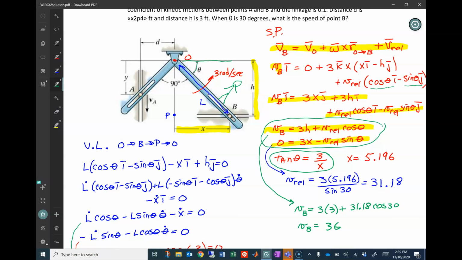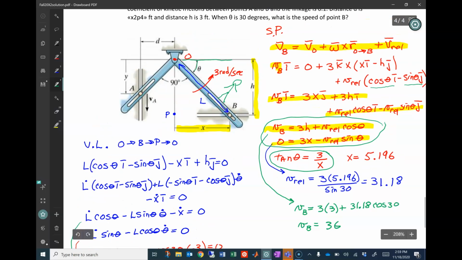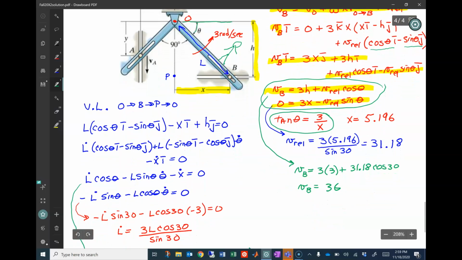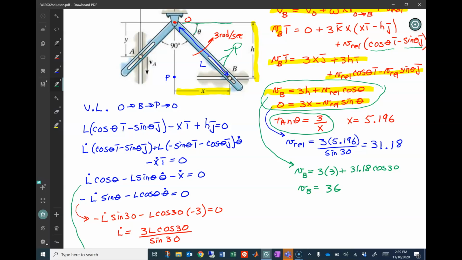Okay. Now, for those of you that did it with vector loops, did you need all of the special points? No. So you didn't have to do them all. Okay, if you do vector loops, then over here what you would do is use a vector loop. I'm going to go from O to B to P, which I've drawn right there, back to O, right? So I'm just trying to keep it as simple as possible.